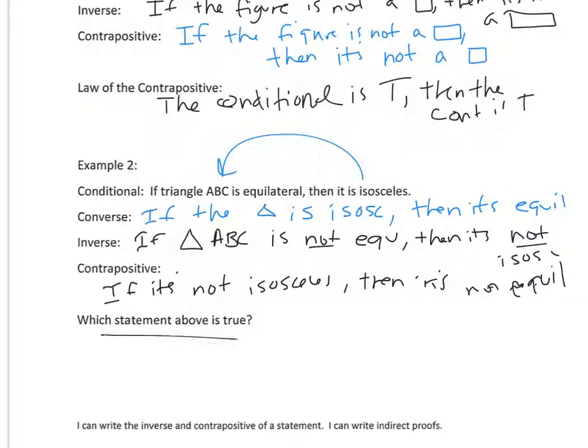So which statement above is true? If a triangle ABC is equilateral, then it's isosceles. The definition of isosceles in some books is that it has two or more sides equal. So the conditional is true, because if it's equilateral, then it automatically has two or more sides equal. As soon as we know the conditional is true, then we know the contrapositive is true.